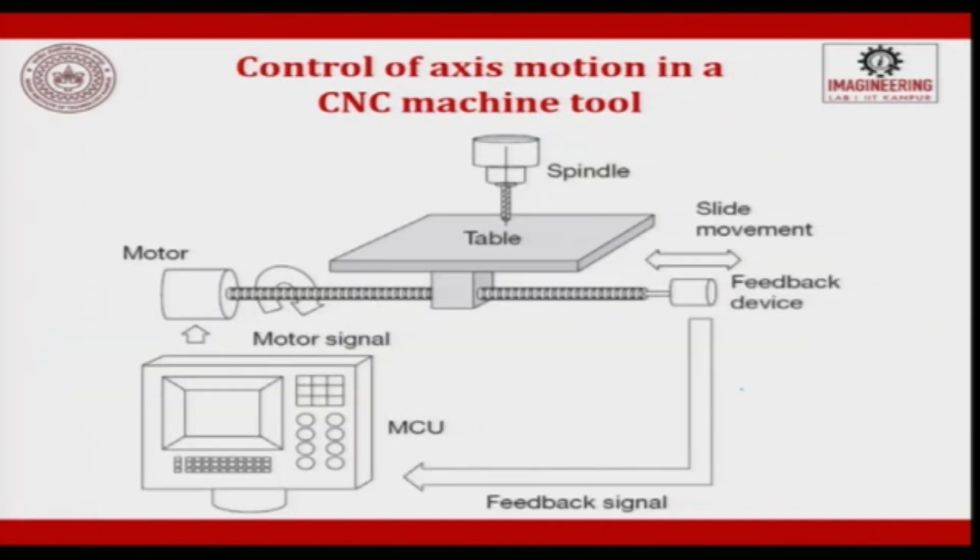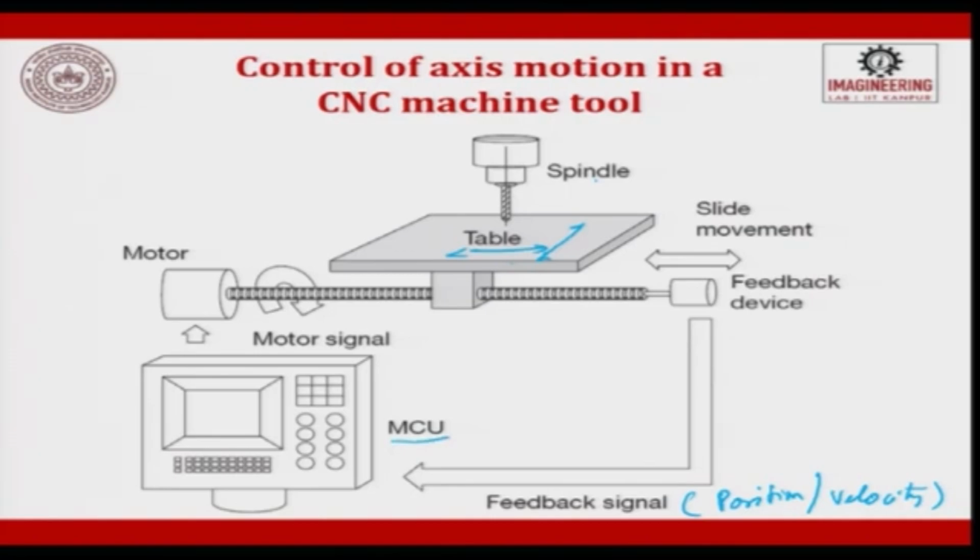If you put that schematic diagram and fix it into a machine, you can see the table, spindle, and then you have a motor which is attached to a lead screw. The lead screw in turn is attached to an encoder, which is a feedback device. This is the slide, the spindle, and the table; the slide movement is the table movement. Then you get a feedback signal, position, velocity. You can get both or you can get one, whatever it is, and attach it to an MCU, and then the signal is given back.